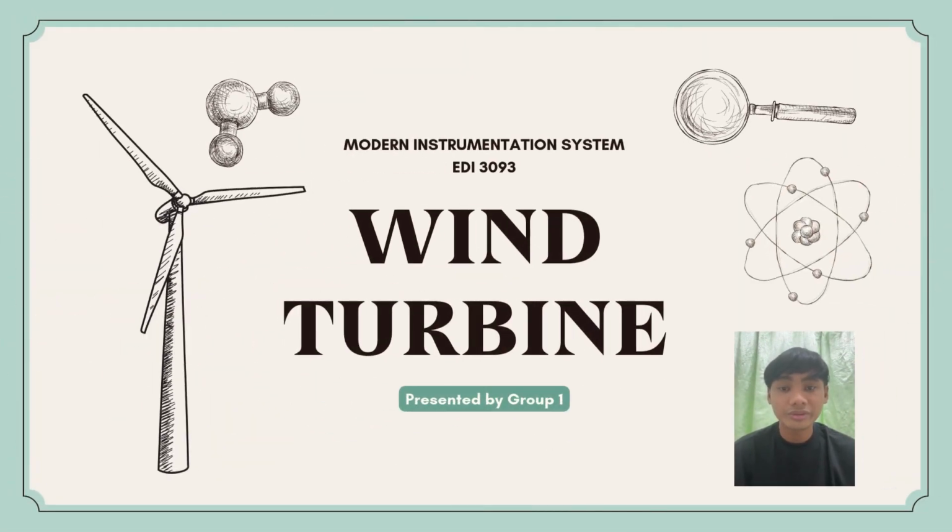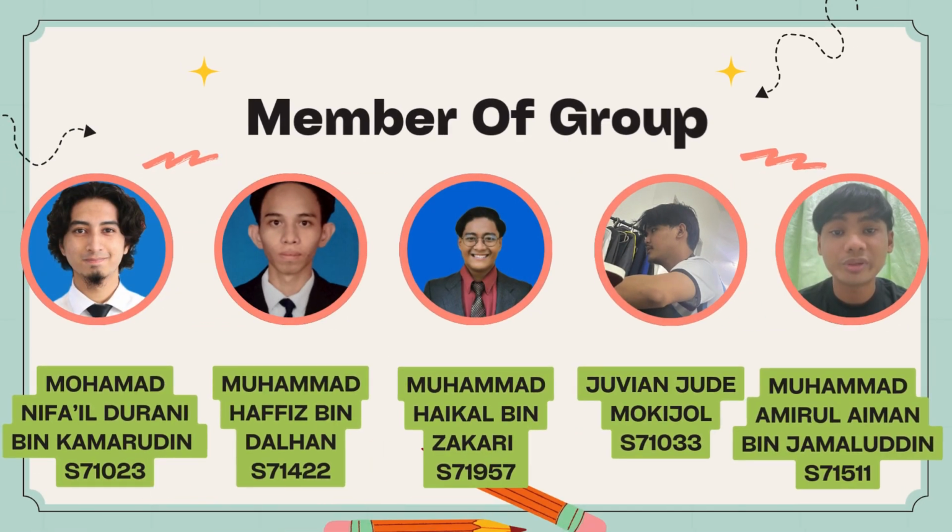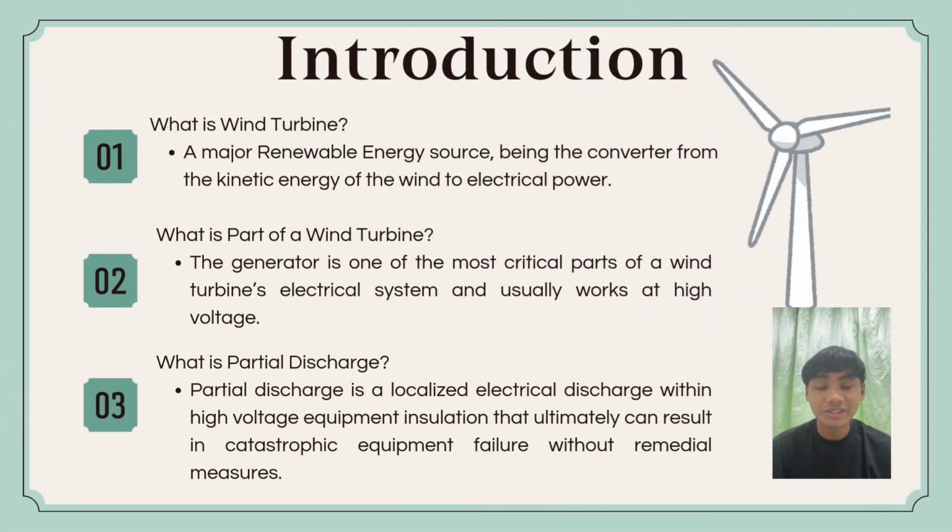Today, our group will be discussing wind turbine. My name is Muhammad Amirul Aiman bin Jamaluddin, matric number S71511. This is our group members: Muhammad Nifa'il, Muhammad Hafiz, Muhammad Haikal and Jubian. First, I will be leading the introduction.